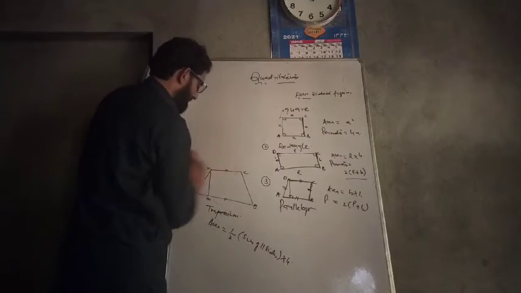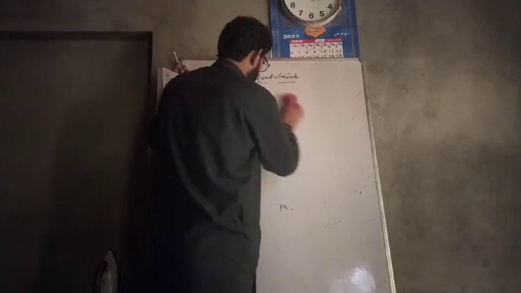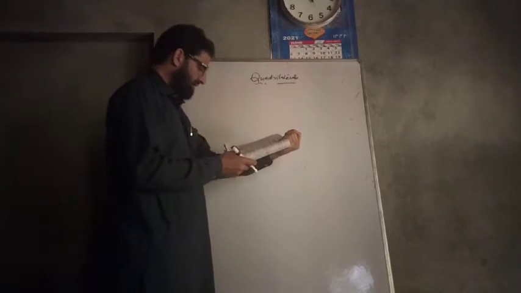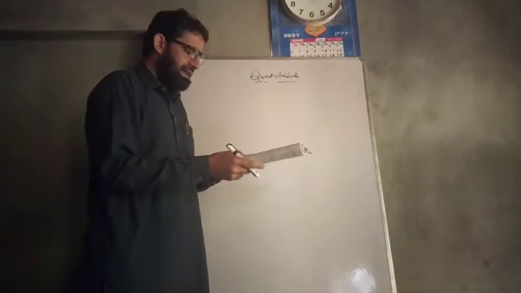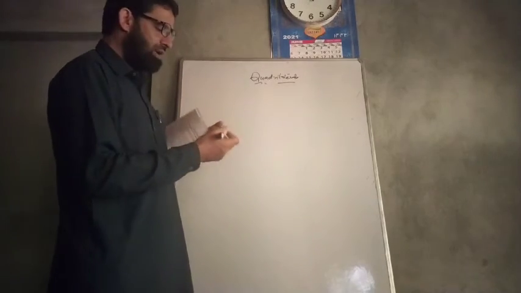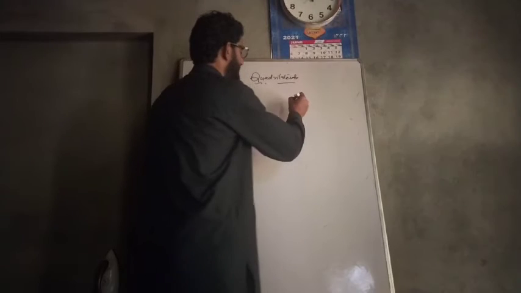Now here is a theorem. Show that the diagonals AC and BD of a rectangle ABCD are equal. Now you have to prove that the diagonals of a rectangle are equal. Rectangle, we just discussed this.